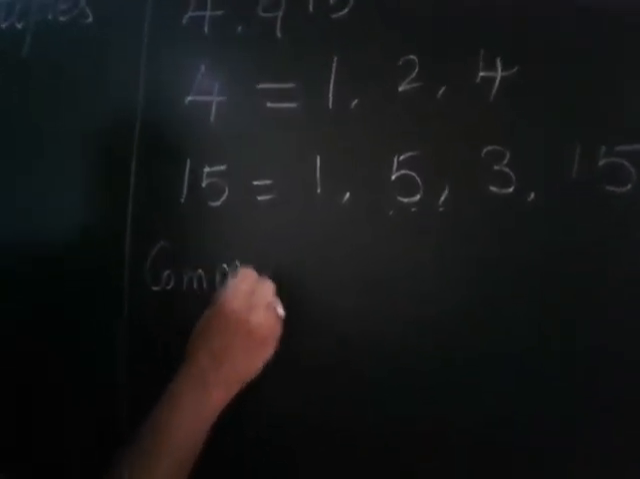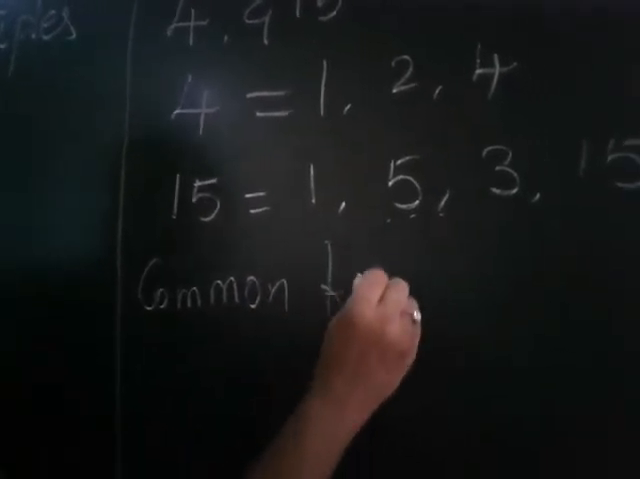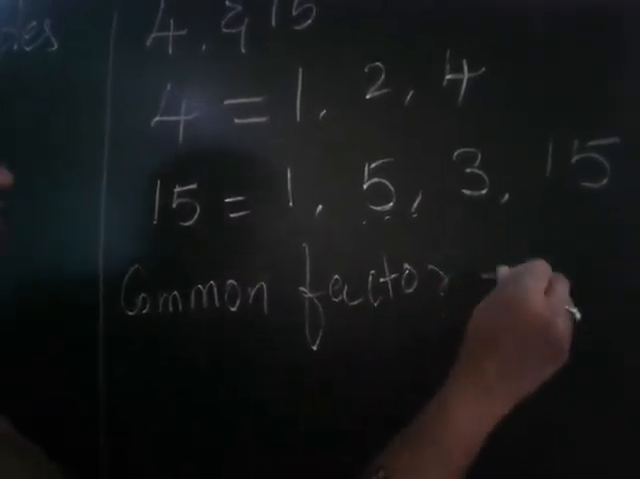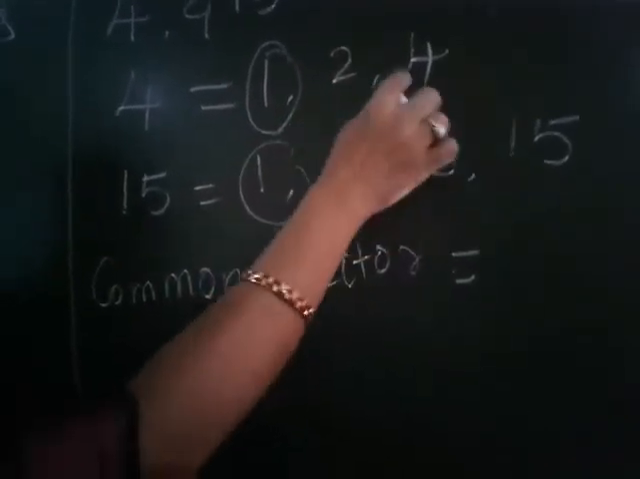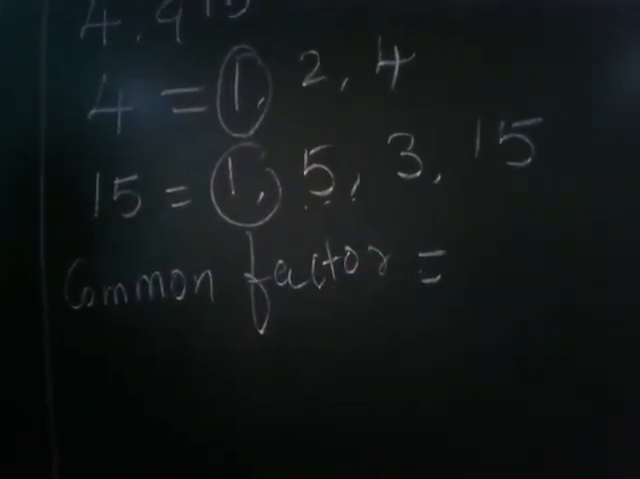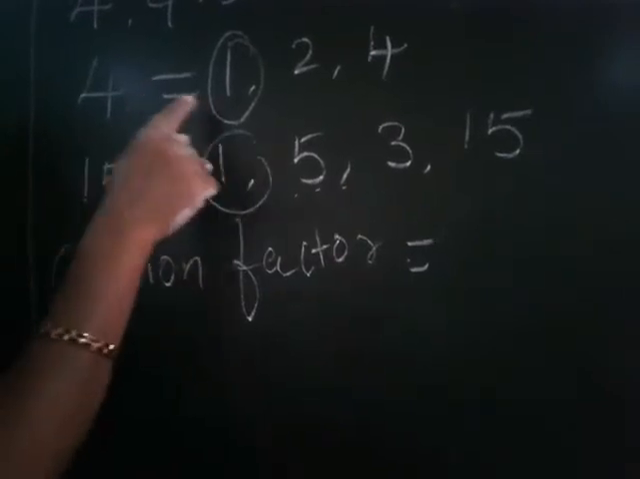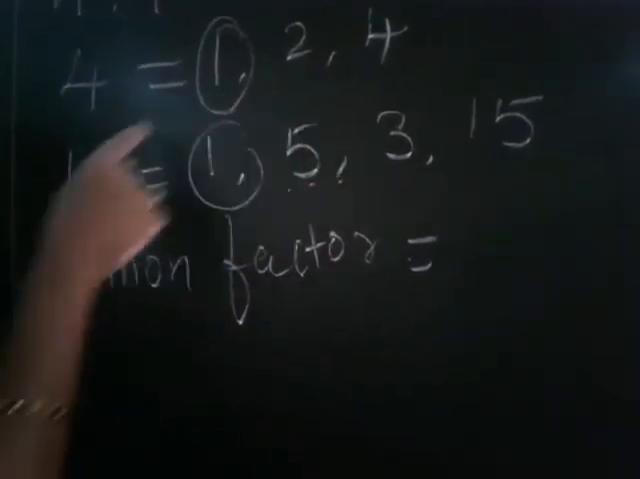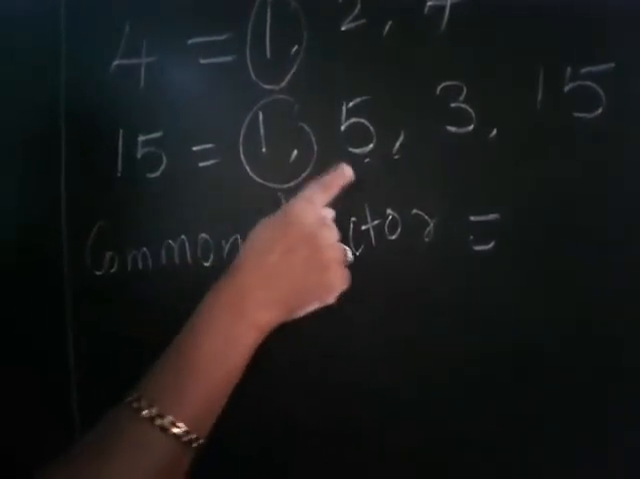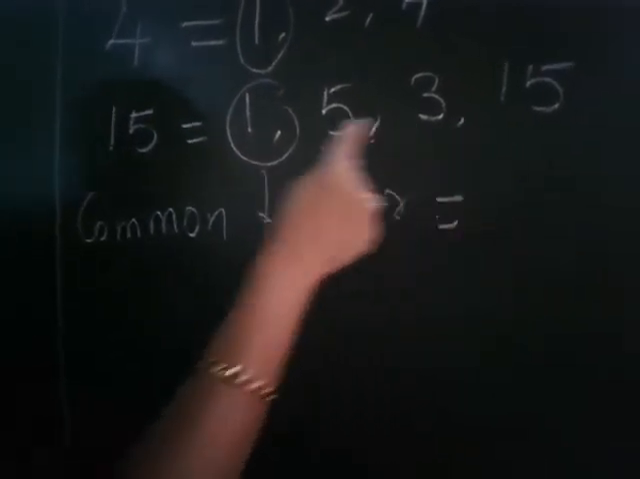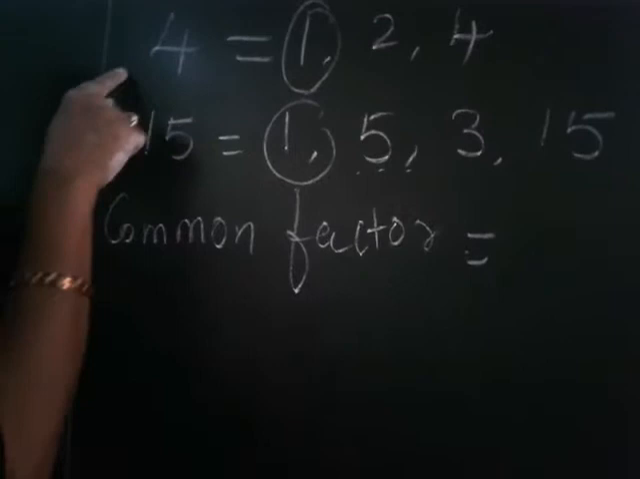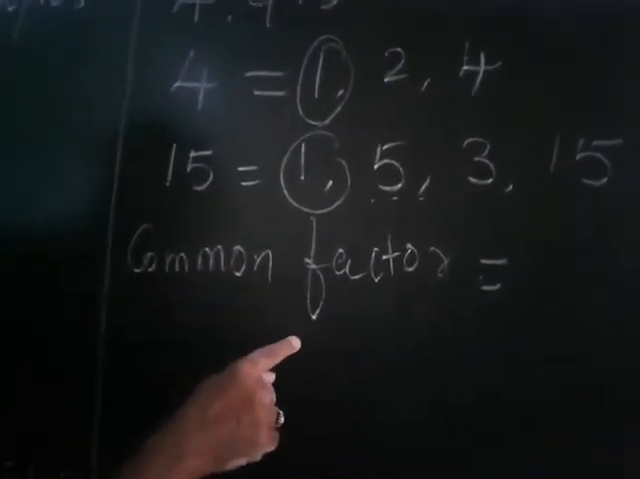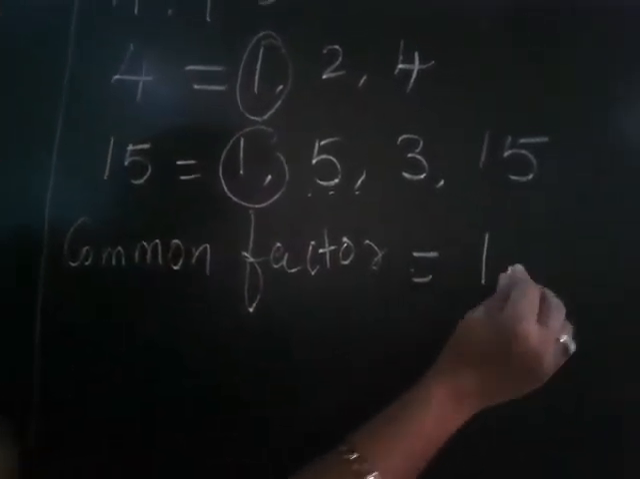Now you are going to write the common factors. You will get one only as the common factor. You can't find any other number as a common factor. Understood? 4 has 1, 2, 4. 15 has 1, 5, 3, 15. So these four numbers are the factors of 15. You will get one only as the common factor.